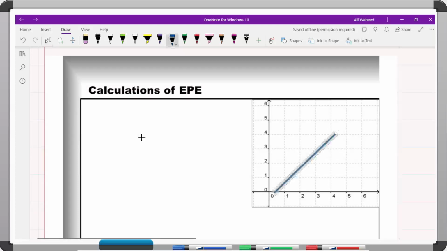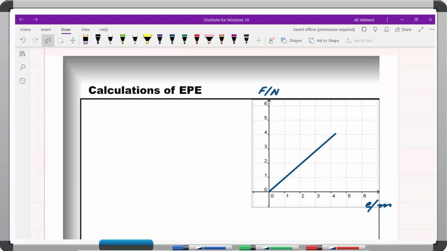graph over here. For example, we have this thing, and I'm going to label the axis. Let's say this one is force in Newton, and this one is extension in meters. Extension can be represented by E, it can also be represented by X. Both the notations are acceptable. Now let us have a look at the derivation.